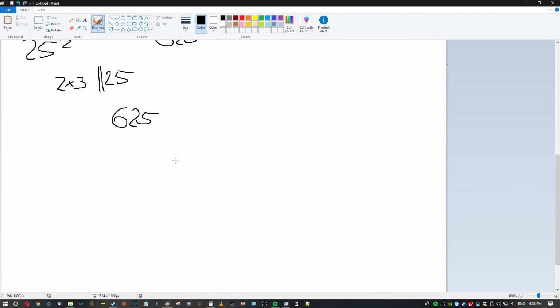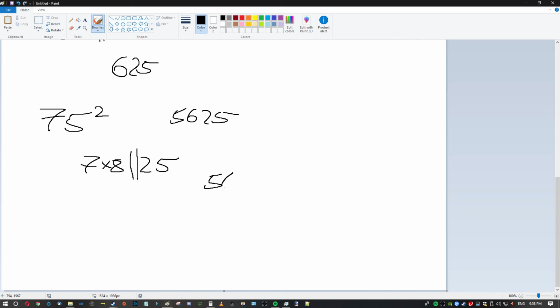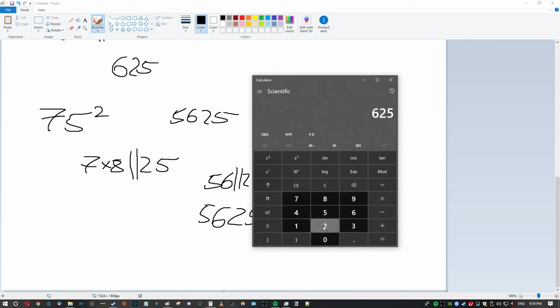Okay, cool. Let's move on a little further. Let's do 75 squared. 75 squared, it's like 5625, I believe. So let's do this again. 5 squared, 25. 7 times 8, 56. 56 concatenated with 25. You get 5625. Wow! That's amazing. So 75 squared is 5625. Cool. I forgot that existed.